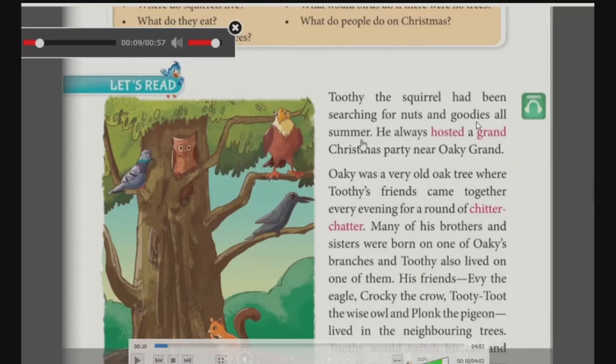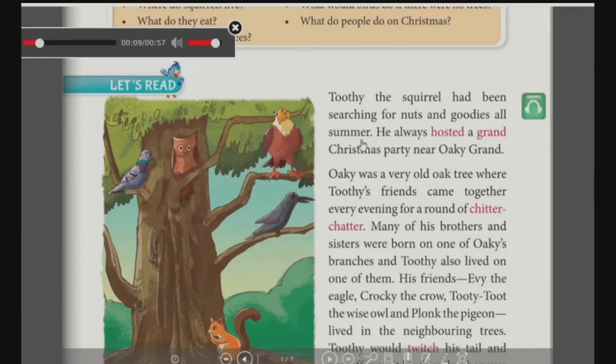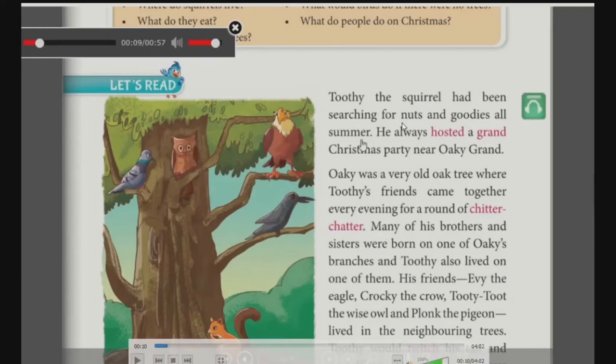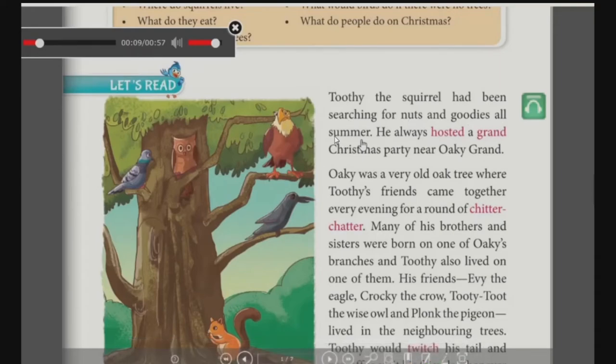Searching for nuts and goodies. What do you mean by goodies? As for squirrels, let me tell you what they like to eat. Squirrels eat anything that they can get easily. Even if they get vegetables easily, they will eat them. But their favorite is mostly nuts. So Toothy had been searching for nuts and goodies all summer. Why was he searching? Let us see.